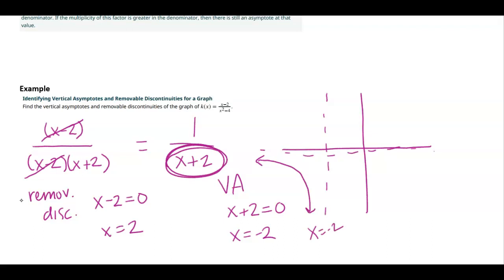However, when I have x equals 2, if you were to graph this with a graphing utility and try to find x equals 2, you would find that there is a domain restriction right there. There's a removable discontinuity at x equals 2.